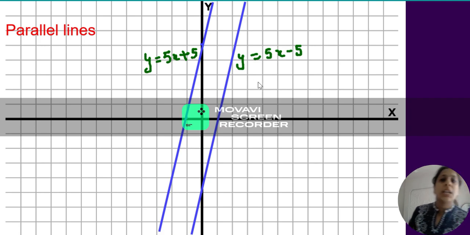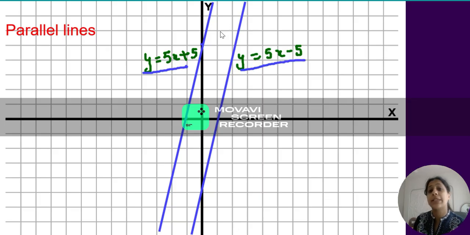Welcome, children. Today we are going to learn about parallel lines first, right? Parallel lines means the lines which never meet. Now, if you have the equations of two lines, we can see I have one line as y is equal to 5x plus 5, and the other line is y is equal to 5x minus 5. I can see on the grid when I've drawn them, they seem to be parallel, right?